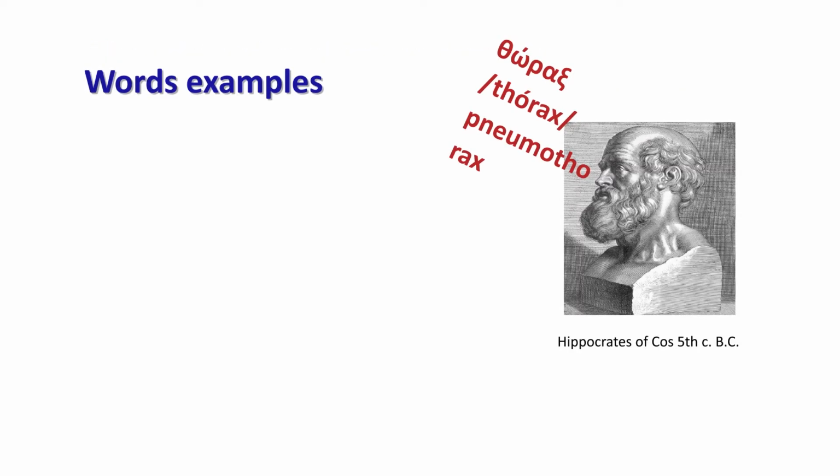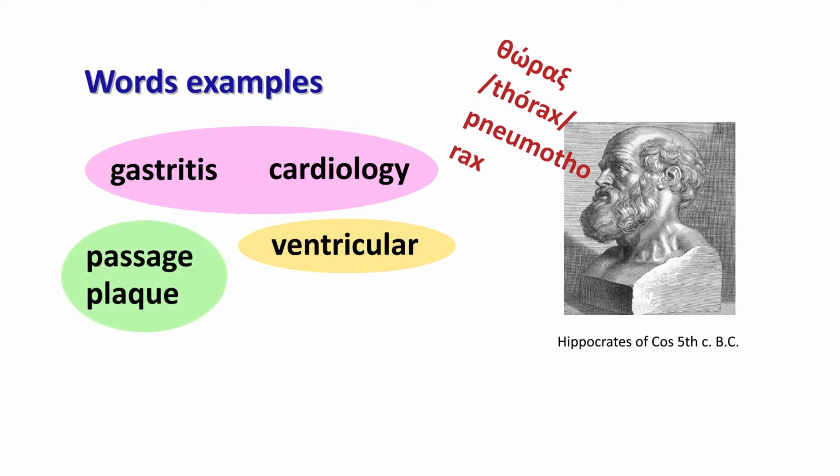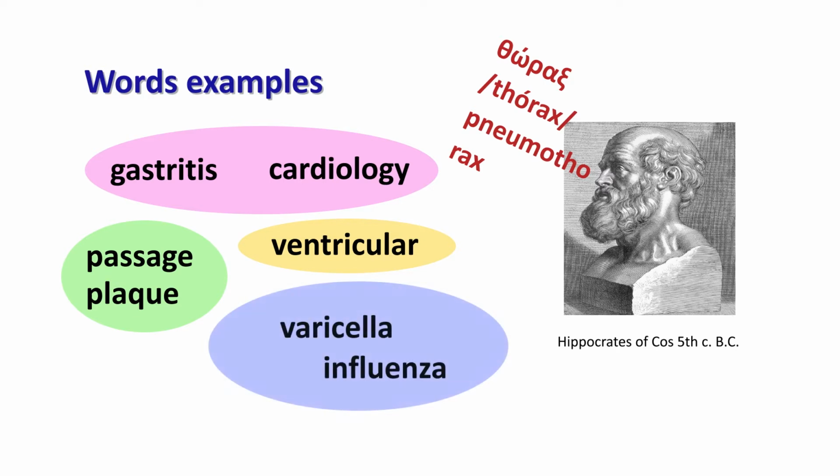Although medical terms have been drawn from many languages, a large majority have been taken from Greek and Latin. Terms of Greek origin occur mainly in clinical terminology, for example gastritis and cardiology, while Latin terms make up the majority of anatomical terminology, like ventricular. There are, however, terms of different origin taken from French, like passage or plague, or from Italian, such as varicella or influenza. It is estimated that about three quarters of medical terminology is of Greek and Latin origin.